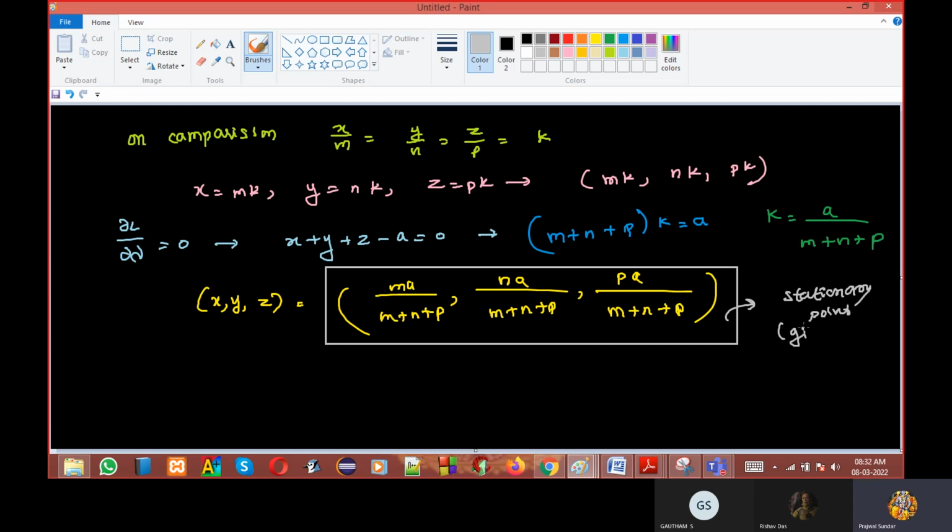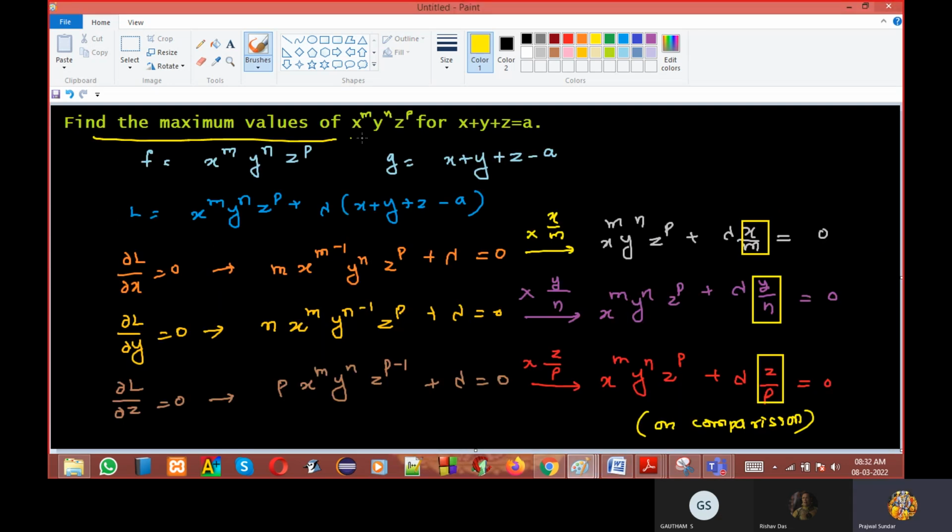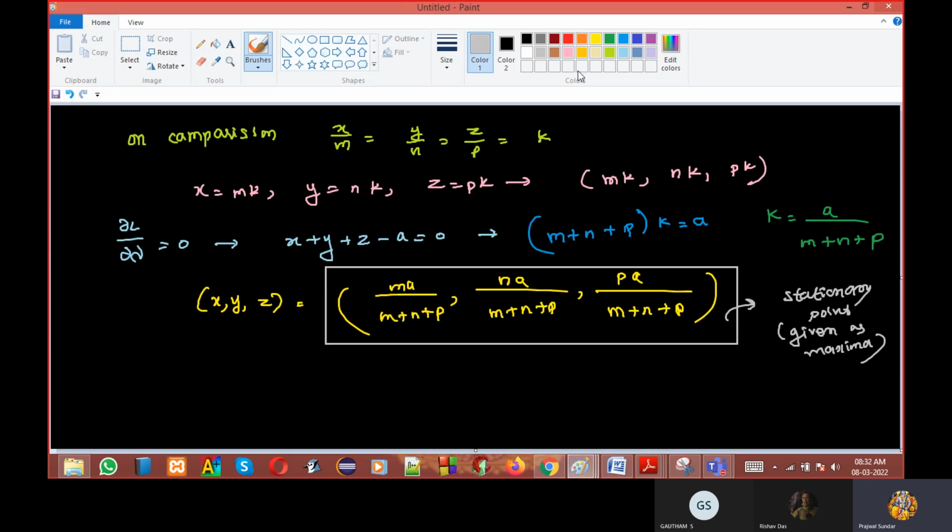It's given as maximum. The question is asking you to find the maximum value. Find the maximum value, not the stationary point. So you need to substitute it now. What is f max? Do it.